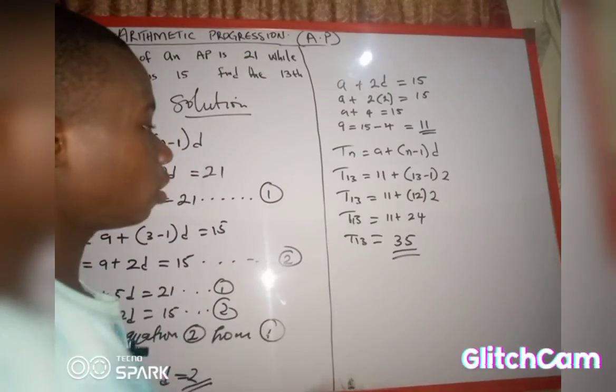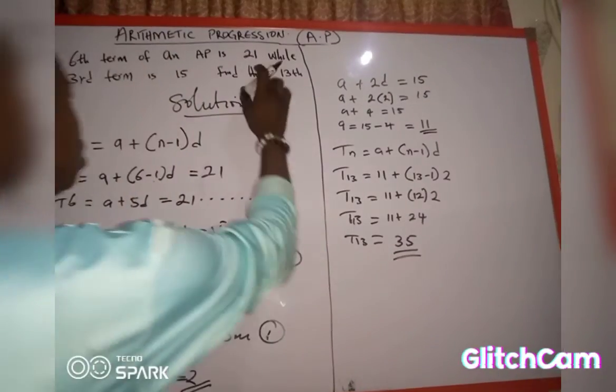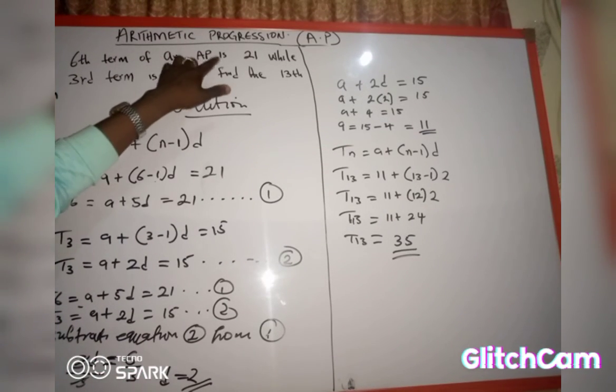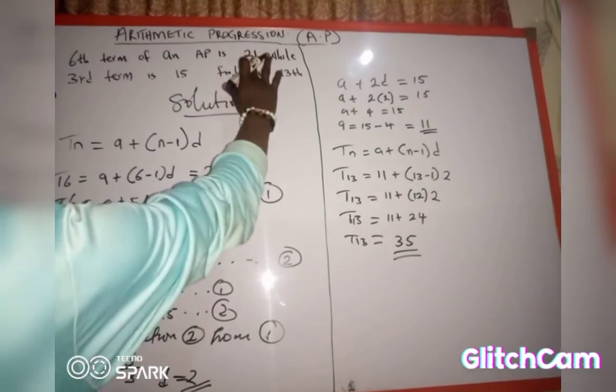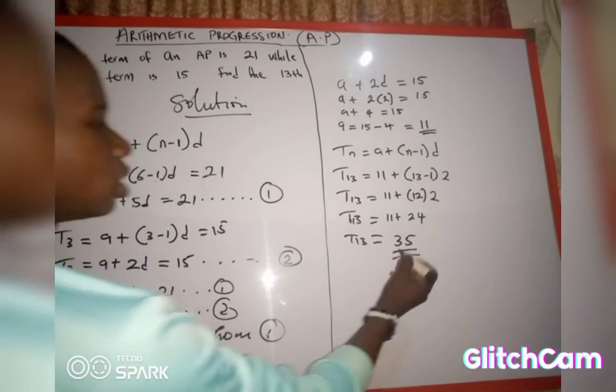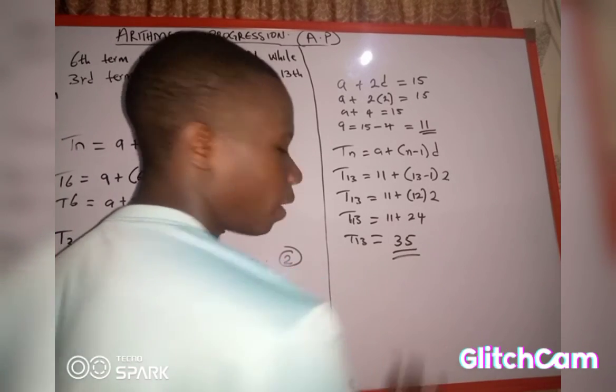So we have successfully provided a solution to this problem. The sixth term of this arithmetic progression is 21, the third term is 15, and the 13th term is 35. Thanks for watching.